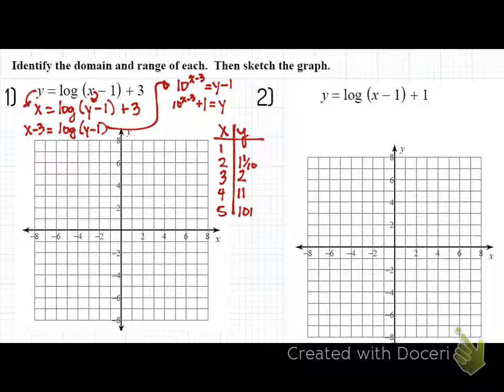Next one. 1. What's 1 minus 3? Negative 2. What's 10 to the negative 2? Okay, remember, let's take a step back. 10 to the negative 1 is 1/10. 10 to the negative 2 is 1/100. Good. Does that make sense? What's 1/100 plus 1? 1 whole plus 1/100 is 1 and 1/100. Okay, does it make sense?